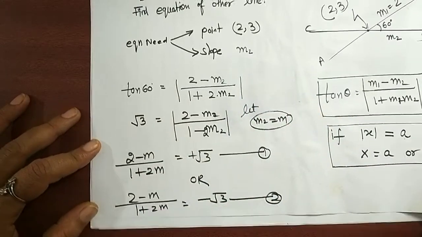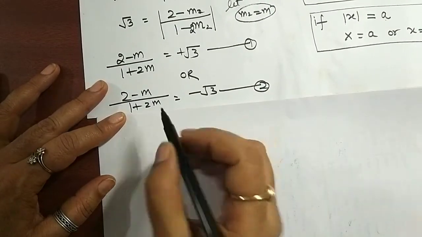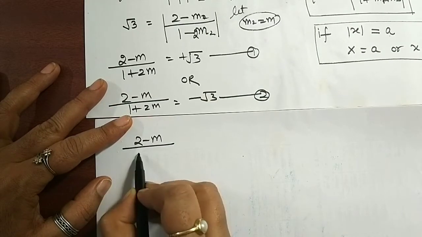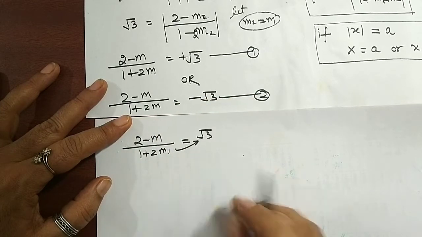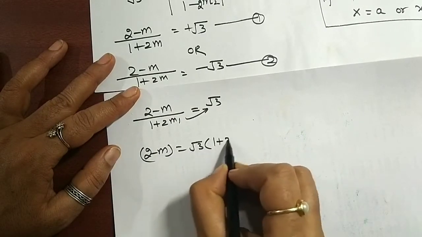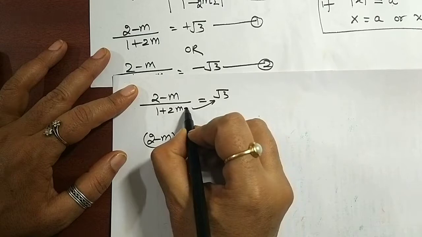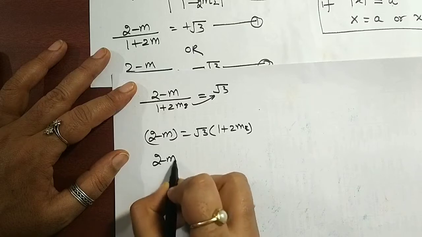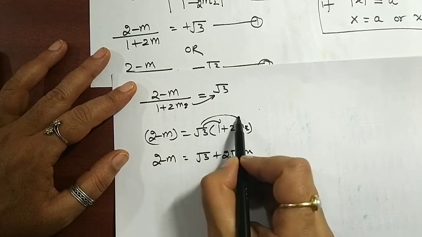So let me solve for m first. To solve for m, I will take the first equation first. 2 minus m by 1 plus 2m is equal to root 3. So this will be 2 minus m is equal to root 3 into 1 plus 2m. Now multiply it inside. So this is 2 minus m is root 3 plus 2 root 3m. Root 3 is multiplied with both of these.